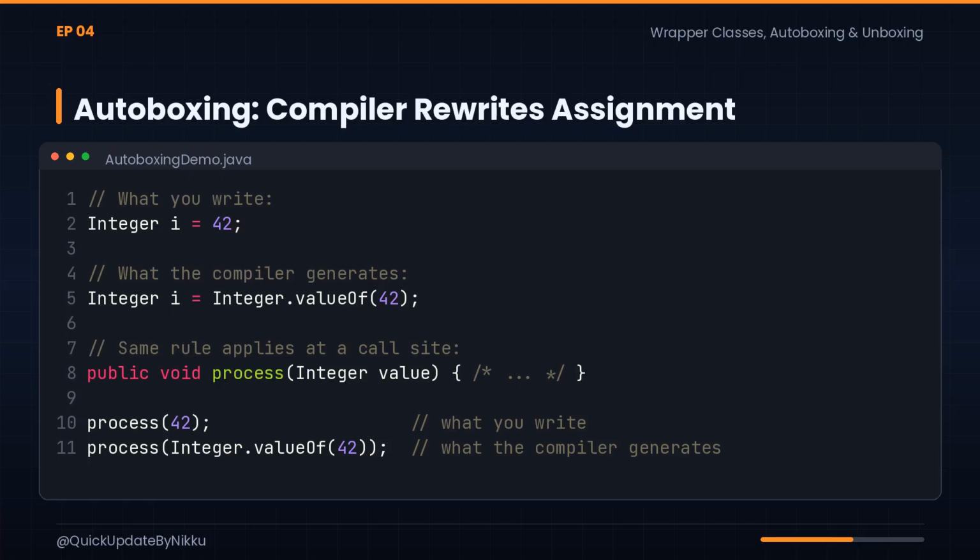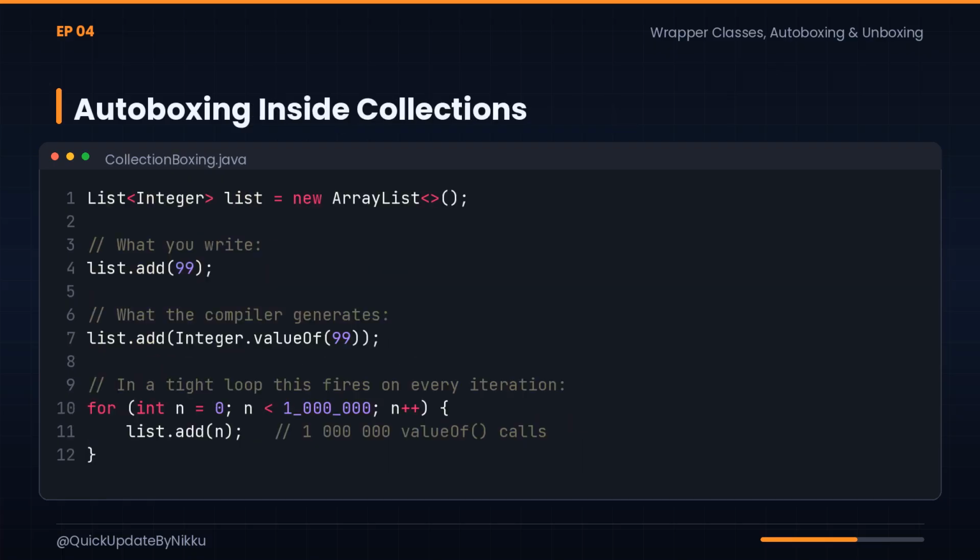There is no special JVM instruction, it is a plain static method call inserted by javac before your code ever runs. Collections cannot hold primitives, so every add of a raw int triggers autoboxing. In a loop that runs 1,000,000 times, that is 1,000,000 valueOf calls, each potentially allocating a new Integer object on the heap. The cache covers the range -128 to 127, so values outside that range always allocate. We will quantify this cost precisely in the performance section.